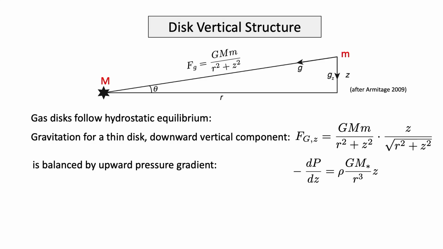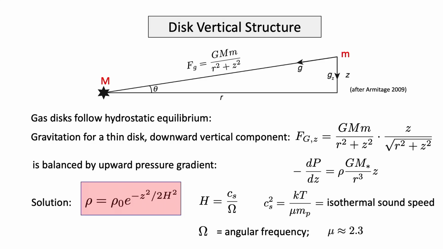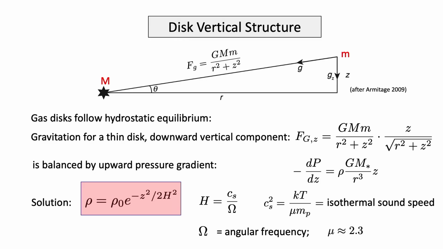And we can solve this equation because it's a differential equation. We solve it and find the pressure profile, the density profile. And what you find is the density or the pressure is highest in the midplane of the disk, in the equatorial plane, and gets lower and lower. The profile is a Gaussian function, e to the minus z squared over 2h squared.